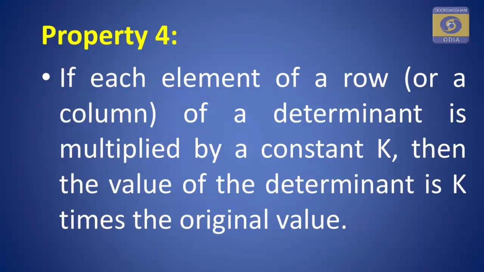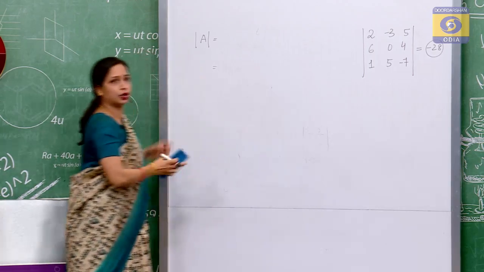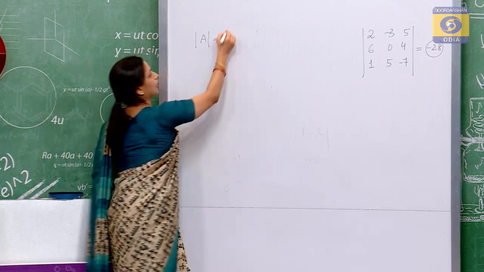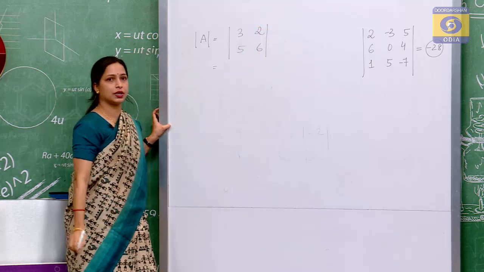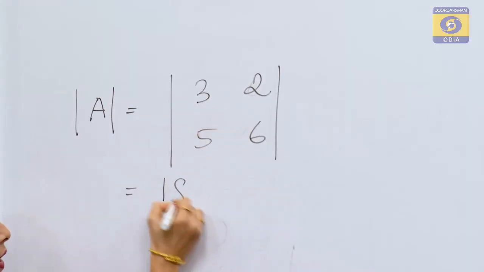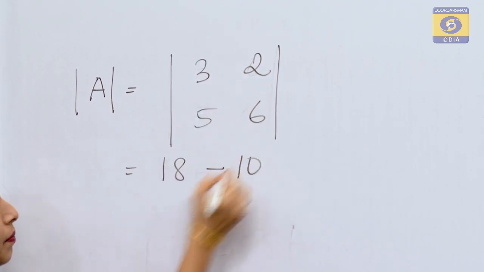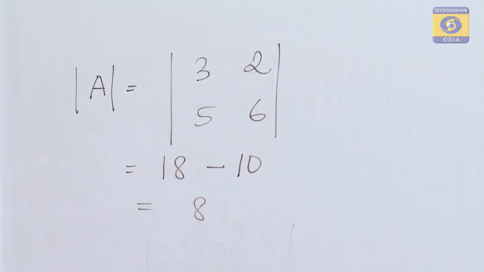Now, property 4 says if each element of a row or a column of a determinant is multiplied by a constant k, then the value of the determinant becomes k times the original determinant, right. Now, let me show you with the help of an example. Let us take an order 2 determinant, right. Here I am taking 3, 2, 5, 6, right. So, what is the value of the determinant? 3 into 6, 18 minus 2 into 5, 10. So, here it is 8, right.